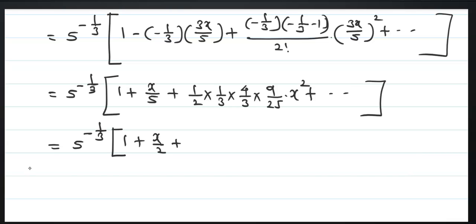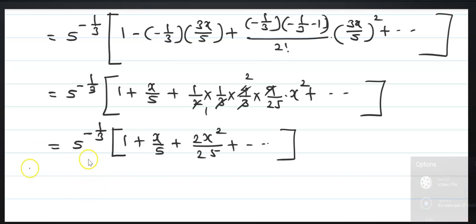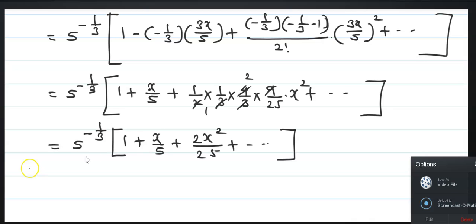That is 5 raised to minus 1 by 3, and the simplification is like this. That is 5 raised to minus 1 by 3 in bracket 1 plus x upon 5 plus 2x square upon 25, and in this way.